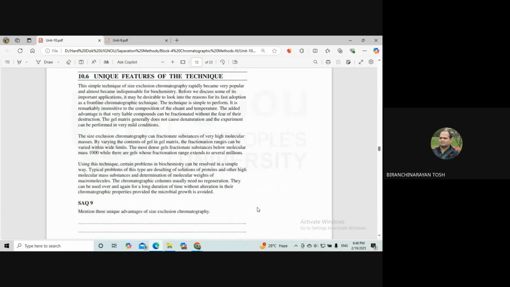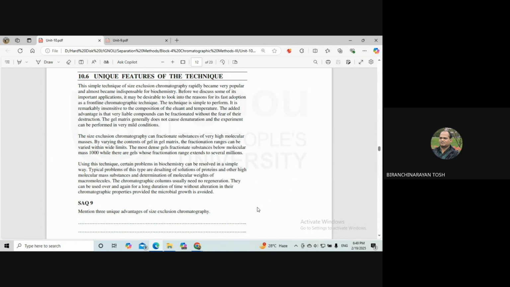And the unique features of the technique. This simple technique of size exclusion chromatography rapidly became very popular and almost indispensable for biochemistry and also for polymer chemistry. Before we discuss more of its important applications, it may be desirable to look into the reason for its first adoption as a frontline chromatographic technique.